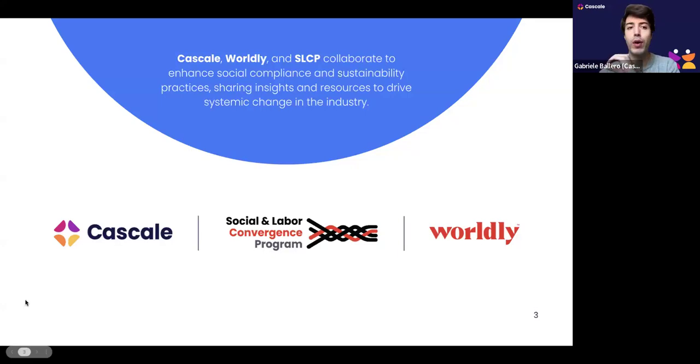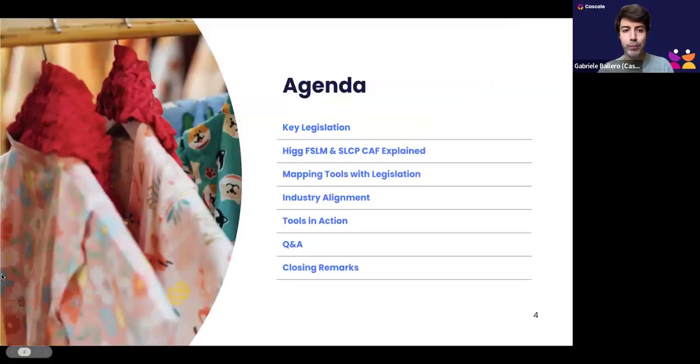Now, a few words on collaboration. In February this year, SLCP and Cascale deepened their strategic collaboration to better align tools and strategies to improve global working conditions. In the recent Public Affairs Joint Vision Statement, SLCP and Cascale outlined a common strategy to enhance policy engagement and advocate for improved working conditions in the global textile, apparel, footwear, and consumer goods industries. Our speakers today will cover key initiatives of this collaboration in a bit more detail later in the presentation. So I will cut it short here, and we can go through our agenda for today.